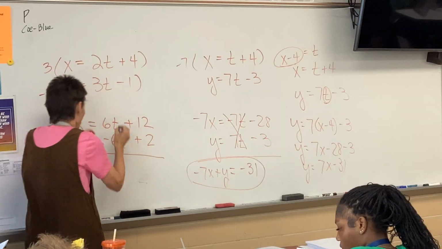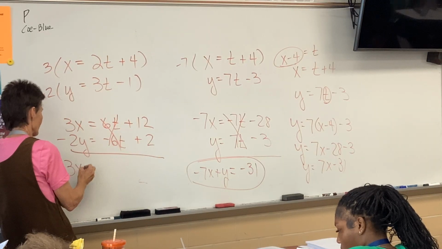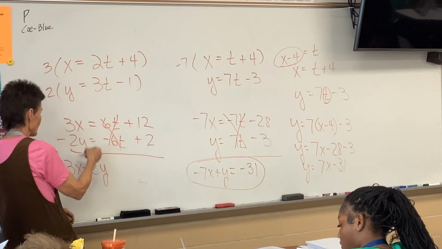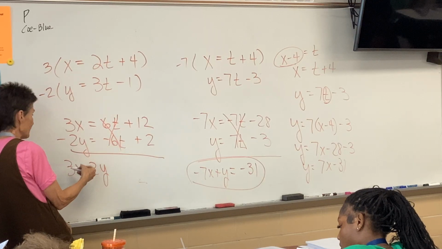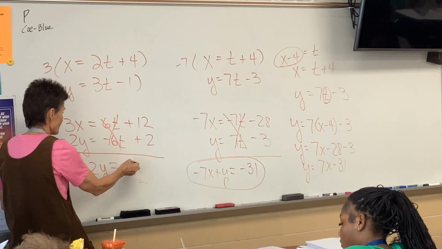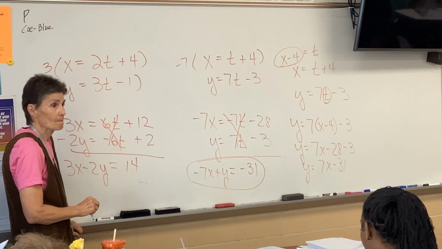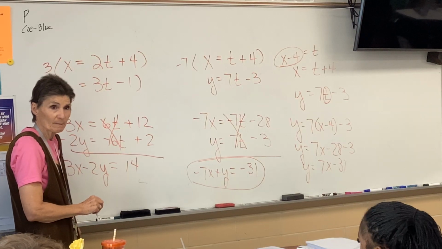All right. So now when I add, you're adding, can't combine them. 3x minus 2y equals 14. Is that okay with everybody?